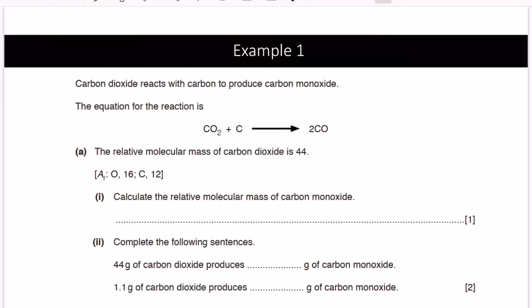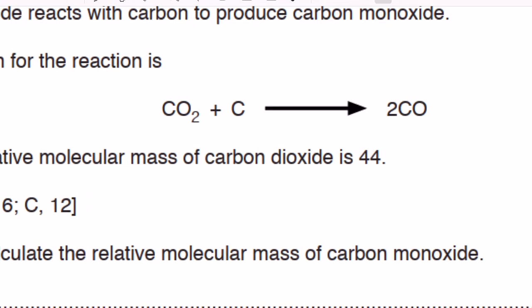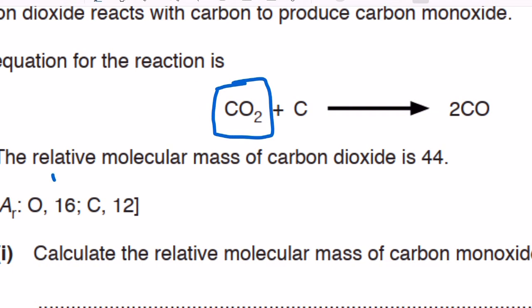Okay, example 1. The question stated here: carbon dioxide reacts with carbon to produce carbon monoxide. Then you can see there's an equation here, CO2 plus C to form 2CO. Part A, they have written the sentence here. The relative molecular mass for carbon dioxide is 44. So which means, if I zoom here, carbon dioxide is this, right? You learned it before. So the Mr, relative molecular mass, is 44.